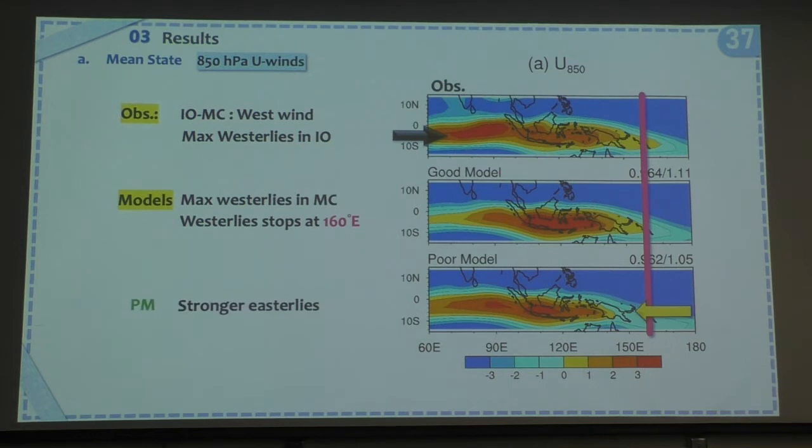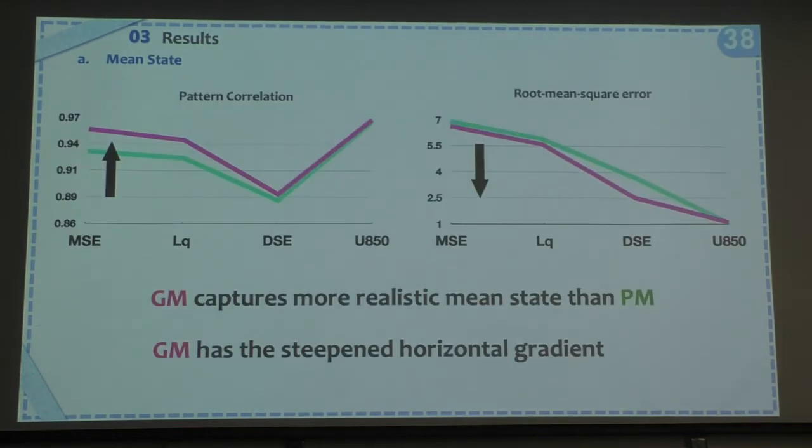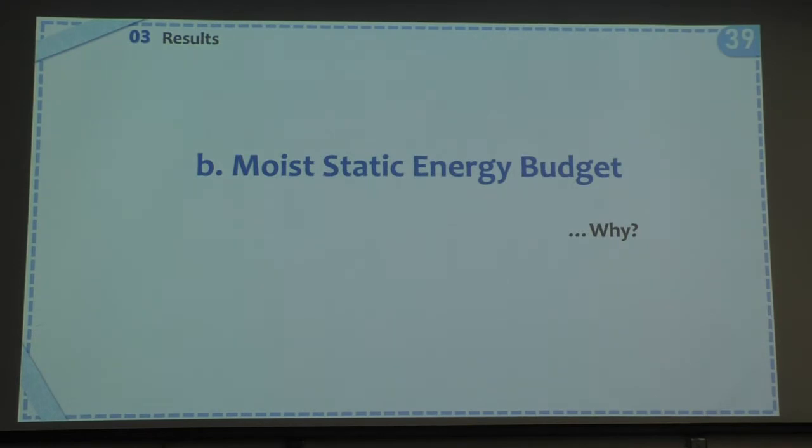Especially in the poor model, they show a much stronger easterly wind in the Western Pacific region. For the mean state, we use pattern correlation and root mean square error. We can see that the good model has a higher pattern correlation and lower root mean square error than the poor model in most variables. This means the good model can capture a more realistic mean state than the poor model, especially a stronger horizontal gradient.